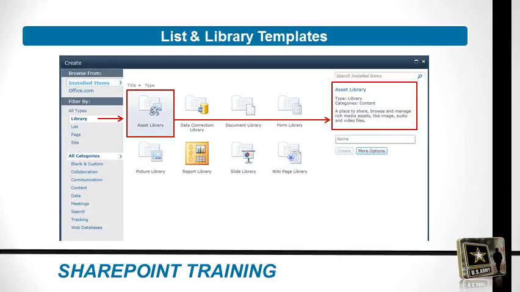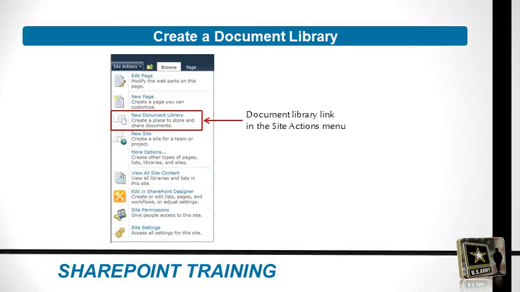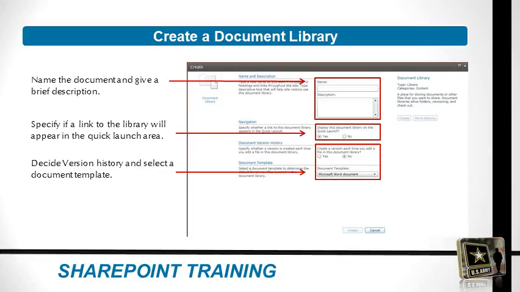Now, let's see how to create libraries. Of the 8 different types of SharePoint libraries, a document library is the one used most often. To create a new document library, click on the New Document Library link in the Site Actions menu. This allows you to skip the template page. On the next screen, you will set the parameters for your document library. First, give it a name and a brief description. The description will appear at the top of the page just beneath the breadcrumb trail.